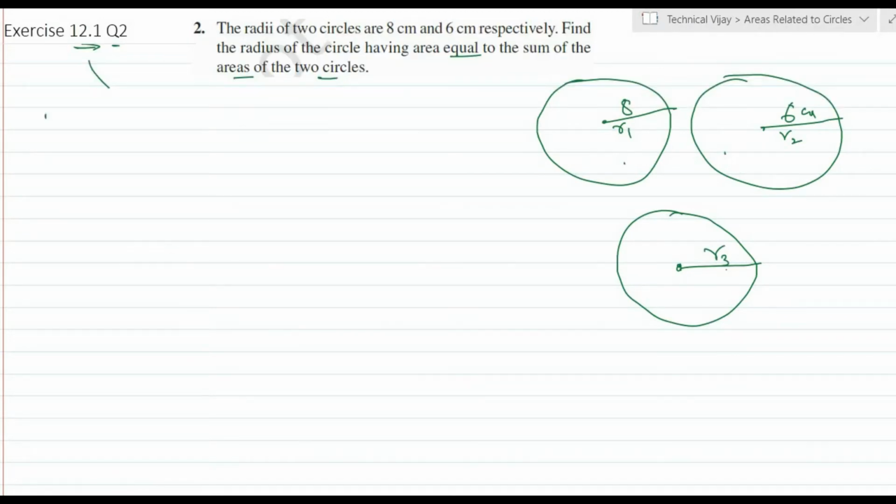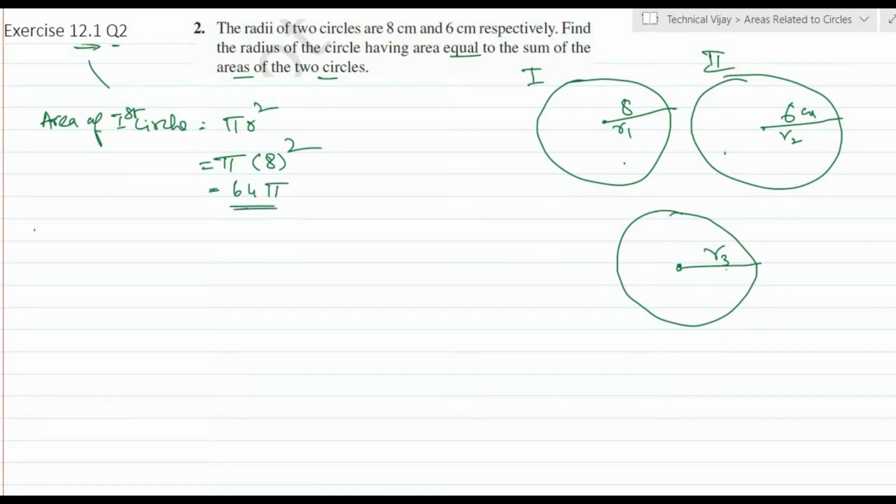So now the area of the first circle, here this is the first circle and this is the second circle. The area of the first circle is equal to, the area formula is pi r square. So here pi into r, here the radius, that is 8 square. So 8 squared is 64. This is 64 pi. So now the area of the second circle is equal to pi r square. Here r is nothing but 6 centimeter, that is pi into 6 square. So 6 squared is 36. So this is 36 pi.